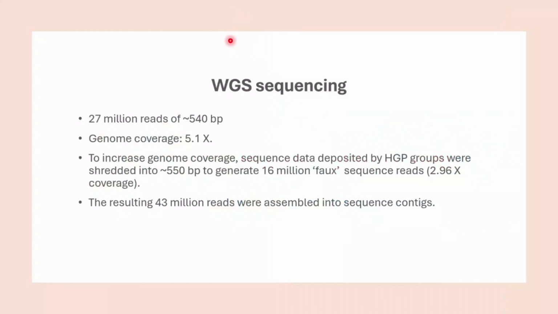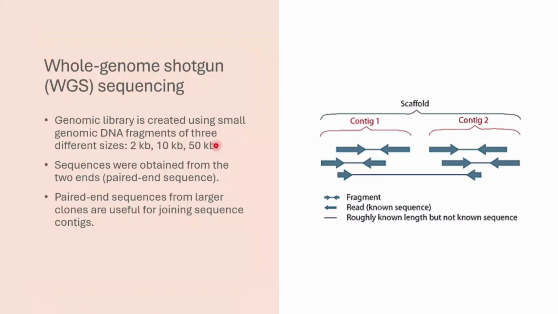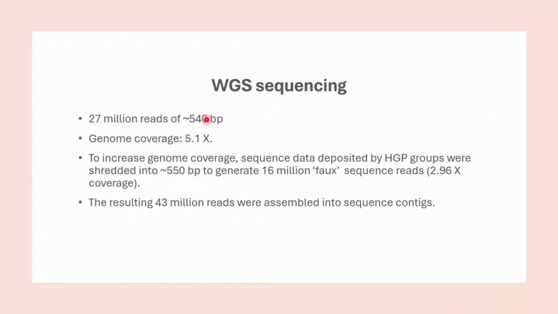So the project had 27 million reads of 540 base pairs. That means they broke the DNA, those different-sized fragments, into pieces of about 540 base pairs. This allowed you to be in the 300 to 600 range of sequencing possibility. That gave you a 5.1 times genome coverage. And they supplemented this with some data that was deposited by the Human Genome Project group.